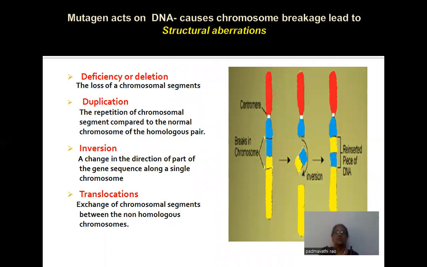So both structural and numerical aberrations are very useful for the production of new varieties and also for the identification of genes in living organisms, like plants as well as animals. And we can identify some genetic diseases also by using these mutant varieties.